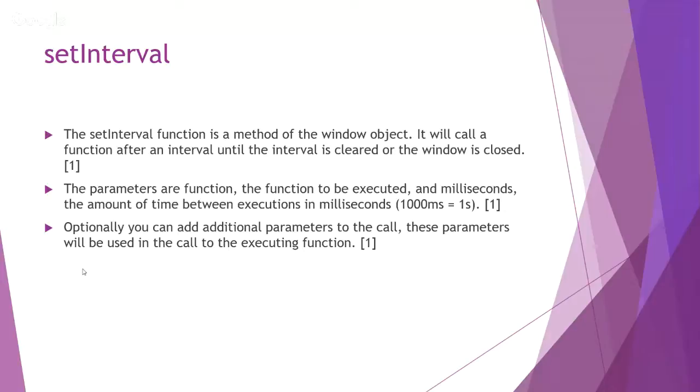So the setInterval function, as I said, is a method of the window object, and it continues execution until the interval is cleared or the window is closed. Parameters for the setInterval function are the function to be executed, and milliseconds, the amount of time between executions in milliseconds. 1,000 milliseconds is 1 second. And then optionally, you can add additional parameters to the call. These will then be passed to the executing function. That is the function here.